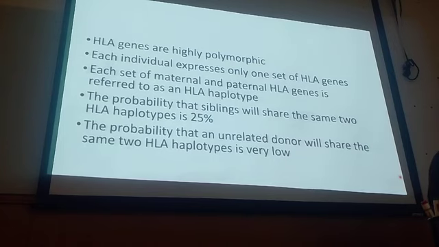When a person wants to get a transplantation from a sibling, the probability of full match HLA compatibility is about 25%. But if the patient does not have any siblings, we need to find a person from an unrelated donor, and the probability of full match compatibility is very low in unrelated donors.